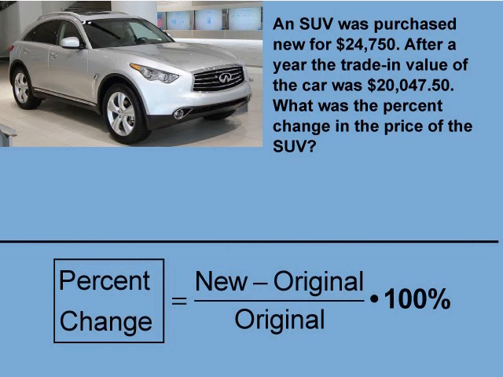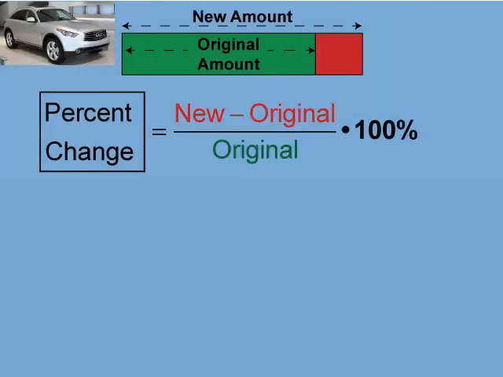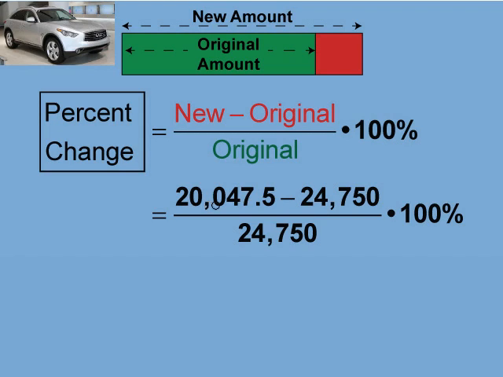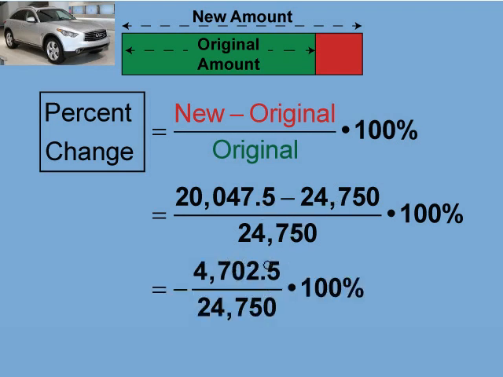Plug in the given values into the equation. This is the new price of the car, and this is the original price. The numerator is divided by the original price. This is the simplified fraction. The result is negative 19%. The negative sign confirms this is a percent decrease. Let's look at a final example.